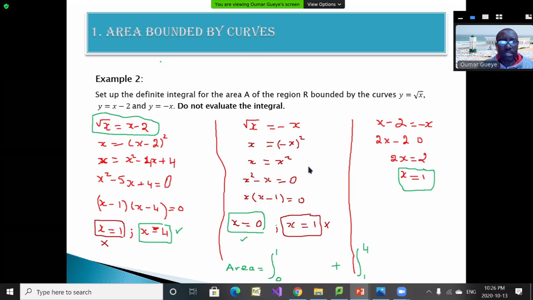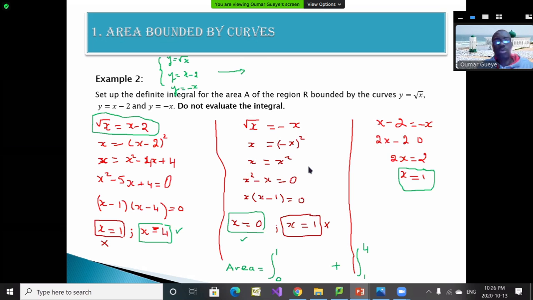All right. Again, I'm going to repeat here the 3 functions. We have y equal to square root of x as our first function. The second one is y equal to x minus 2. And the third one is y equal to negative x. Okay.